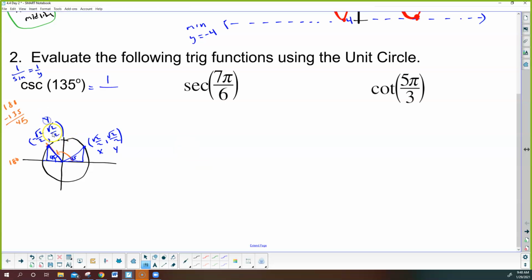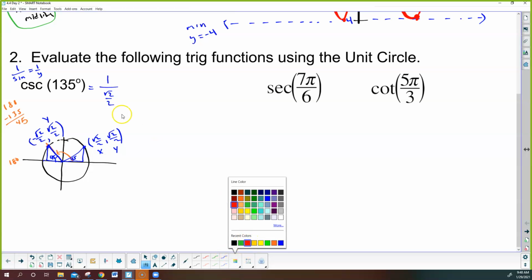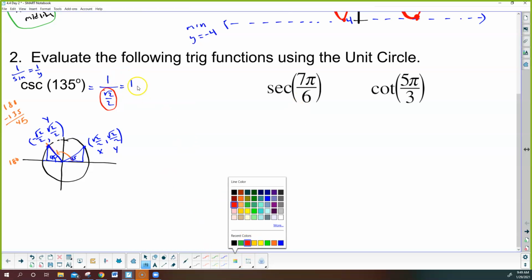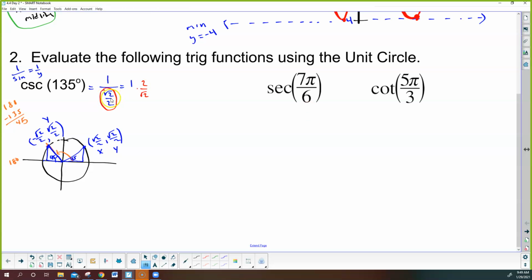So now I know what the y value is, and if cosecant is 1 over sine, that's 1 over y. So I'm going to put square root 2 over 2 right here. And then I just need to simplify this and write it in reduced form. So this goes back to just fractions. We don't like to divide by a fraction, so we multiply by the reciprocal, which means I take the 1 that's up top, and then I'm going to multiply by the reciprocal of the denominator.